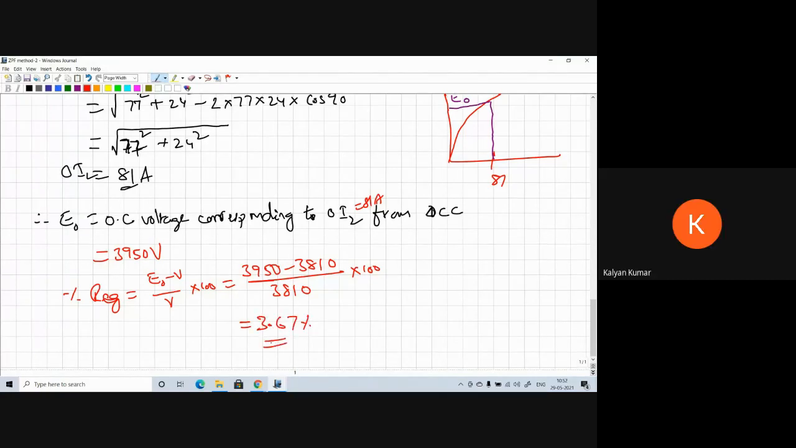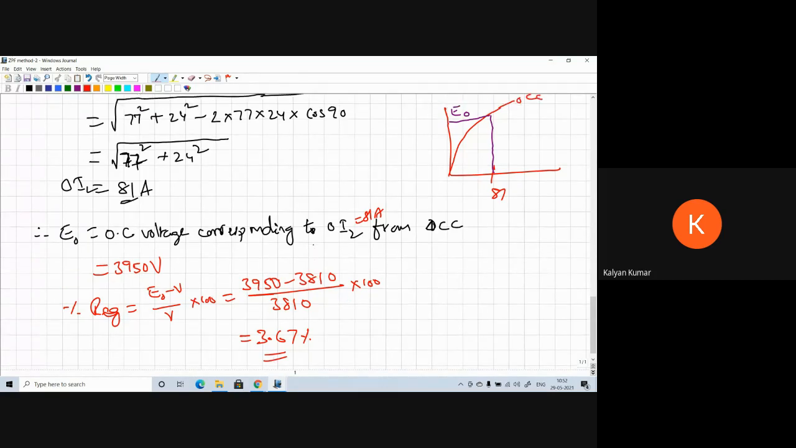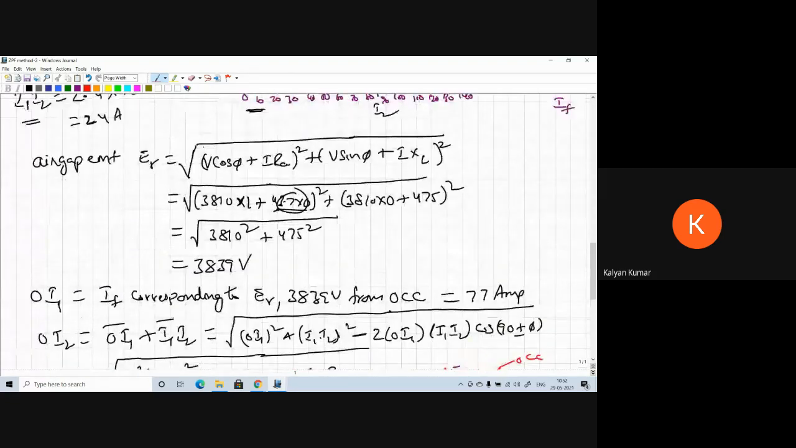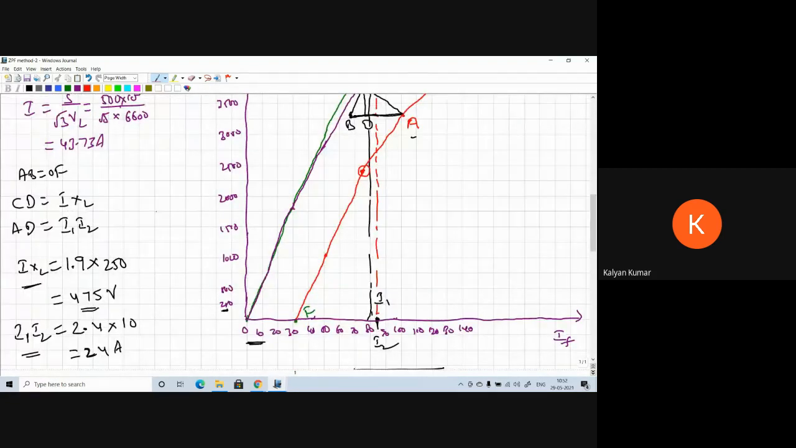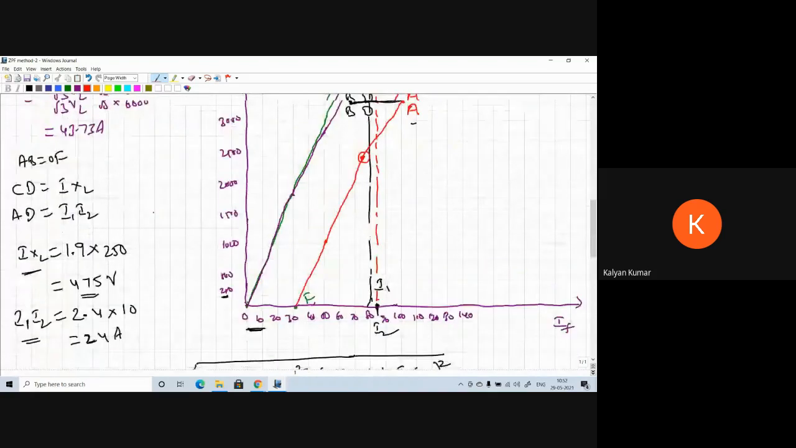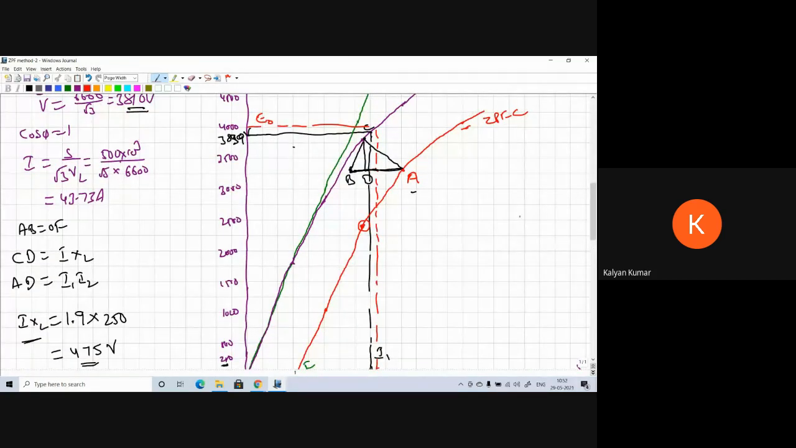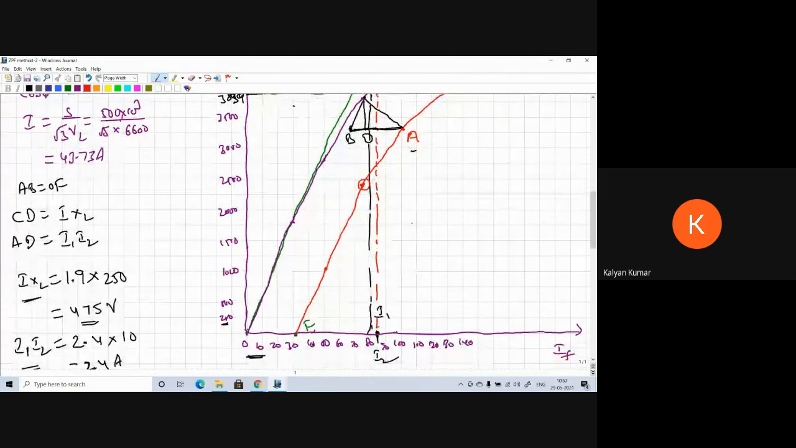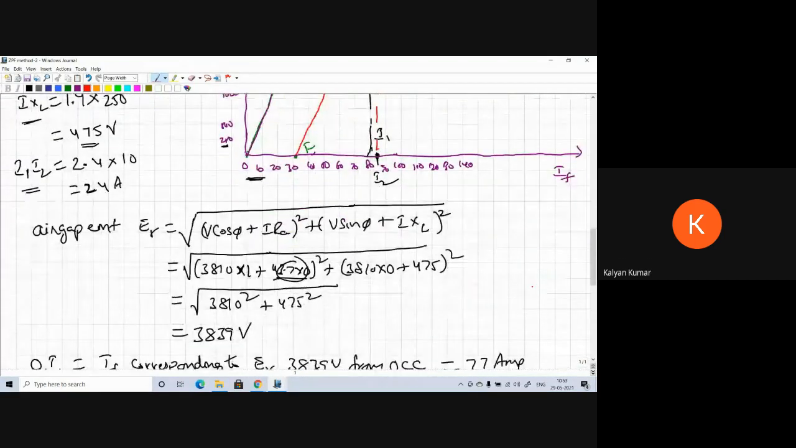So this is the procedure for finding the voltage regulation of an alternator by using ZPF method. It is almost similar to that of MF method. So in MF method, we have calculated V plus IRA cos phi, but here we are going to separate the IXL drop and field current corresponding to armature reaction. That is the only additional thing that we are going to do.